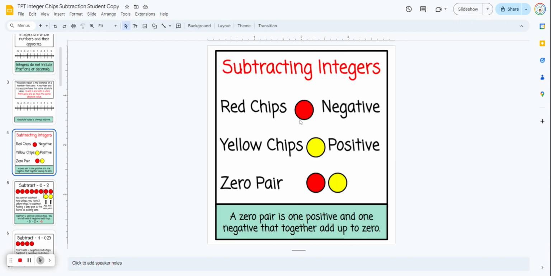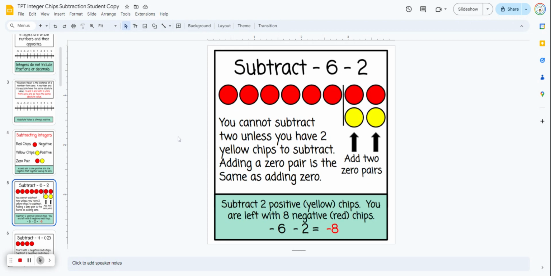And then on slide 4, students are shown that the red chips are negative, yellow chips are positive, and if you add one red to one yellow, that's -1 plus 1. That equals 0, so we call that a zero pair. And then it shows students how to do a subtraction problem with integer chips.